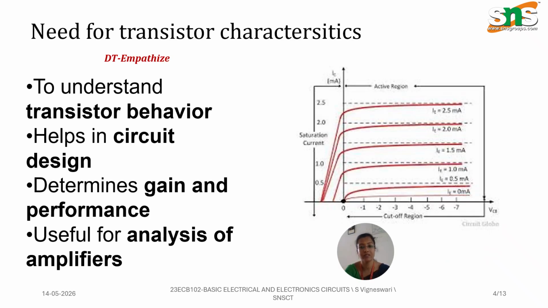What is the need for transistor characteristics? They help us understand transistor behavior, help in circuit design, determine the gain and performance, and are useful for amplifier analysis. Engineers use the graph while designing amplifier circuits. Characteristics help to determine the current gain, voltage gain and resistor value. They also help to identify whether the transistor is operating in its active, cutoff or saturation region. Without characteristic curves, designing electronic circuits would be very difficult.